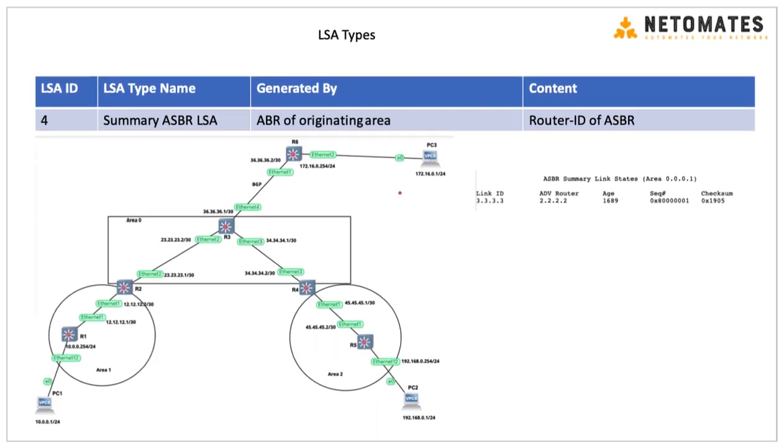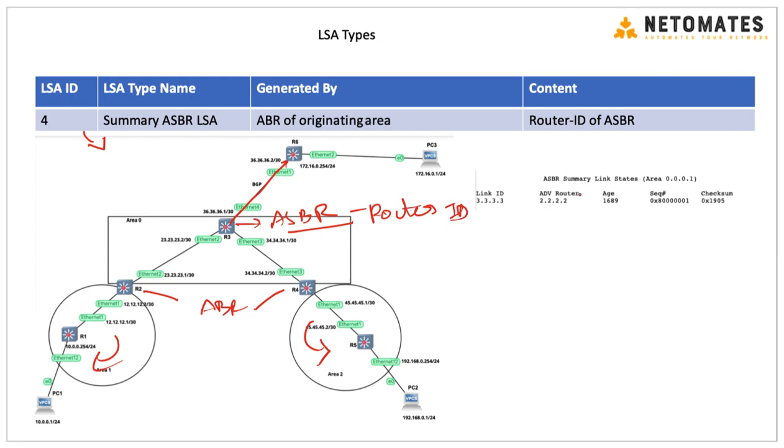So next one is summary ASBR LSA. The purpose of this LSA is to inform all other areas about who is the ASBR in this topology. So in this topology, who is the autonomous system border router? R3, because it is having BGP with R6. So this is the ASBR. So the area border routers, ABRs, will inform other areas about the ASBR router ID.